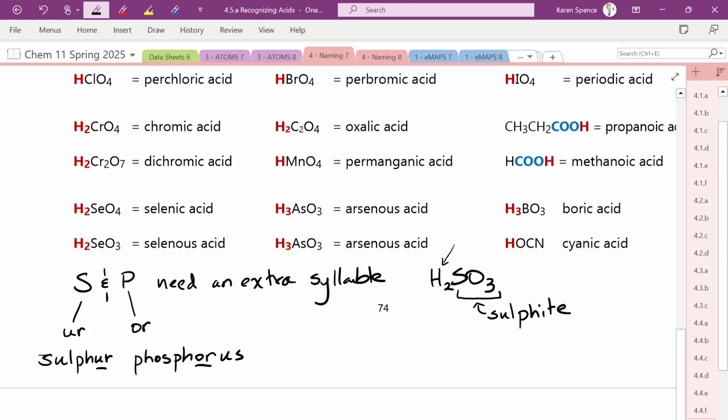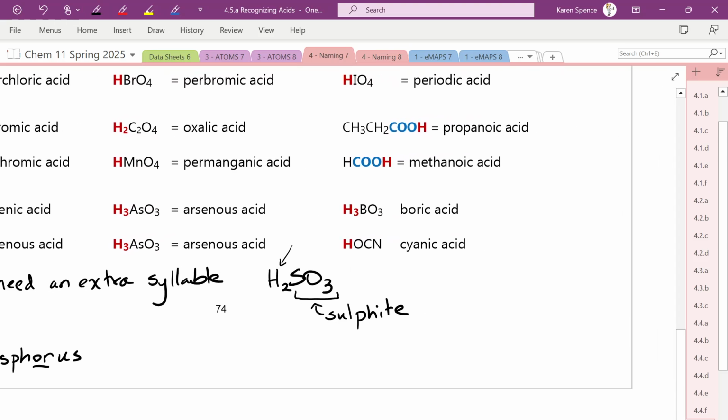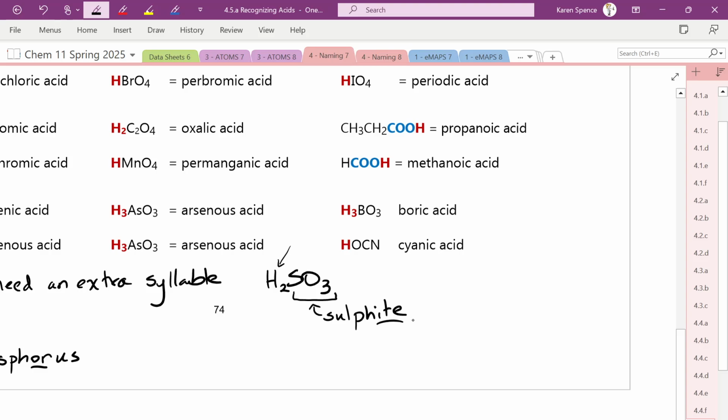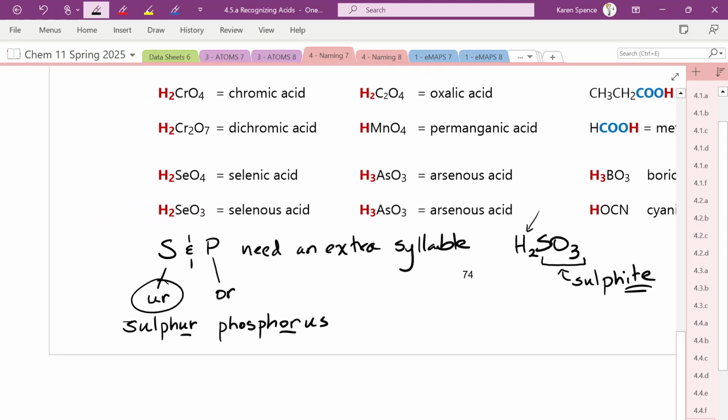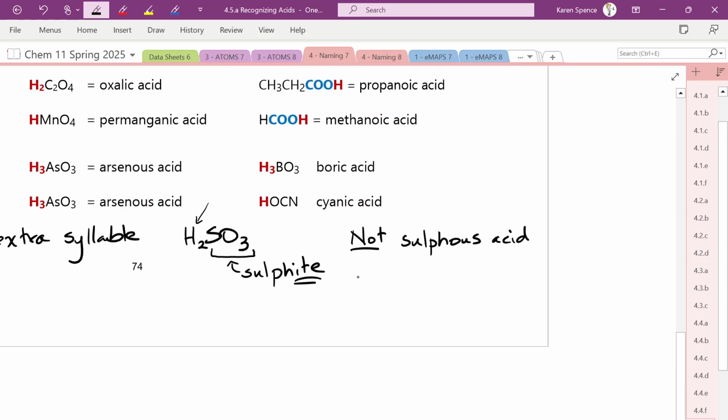Now, if we were following just the logical rules, it would be sulfus acid. Yes, because my Sprite is delicious. But it is not sulfus acid. Because remember, sulfur needs an extra syllable. It needs the "ur". So it's not sulfus acid. It is sulfurous acid. Okay? And my Sprite is delicious. That's why we end up with the "us" on the end.